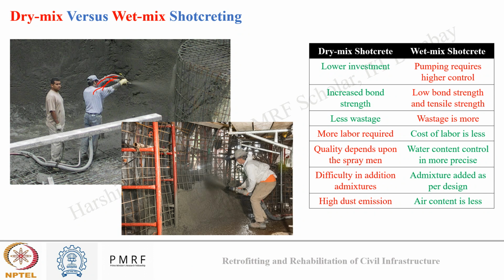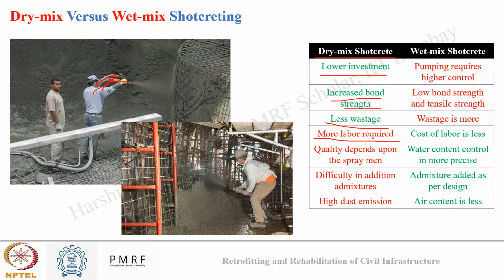Now, one may wonder what is the difference between both wet and dry in terms of quality and ease of application of repair. Okay, so dry shotcreting generally requires lower investment. It has much better bond strength and it has less wastage of material because that dry material is flowing through the pipe and it is directly applied on the concrete. So initially in the mixing truck my material won't waste much, but since there are two controllers during the application, it may require more labor.